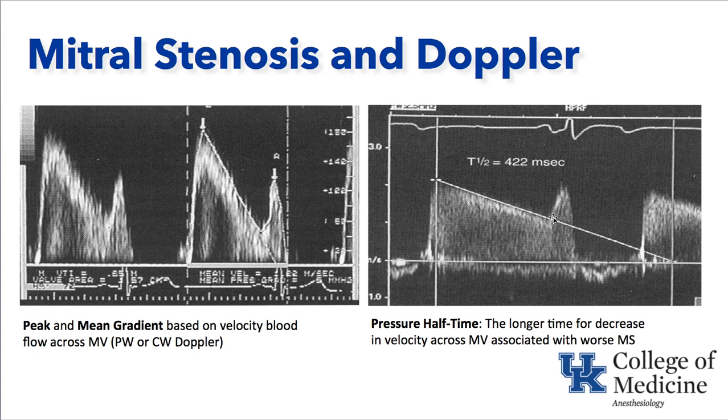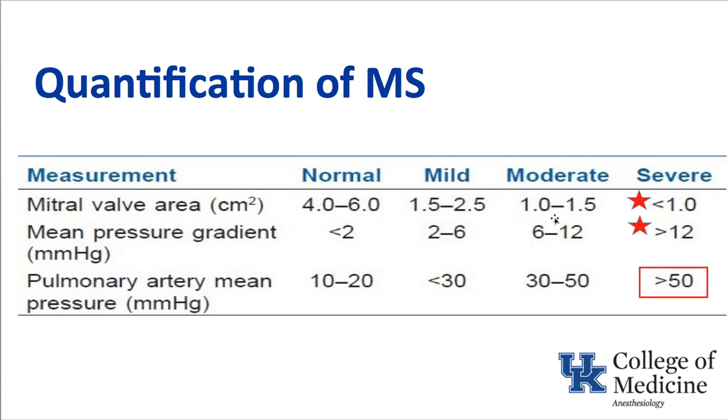It falls off over longer periods of time, and we say there's a long pressure half time, and we can use that to estimate the mitral valve area. So the pressure gradient across it and the pressure half time across it are used to quantify mitral stenosis. And if we have an area less than 1 centimeter squared, remember the aortic valve area less than somewhere around 1 centimeter squared also is considered quite severe.